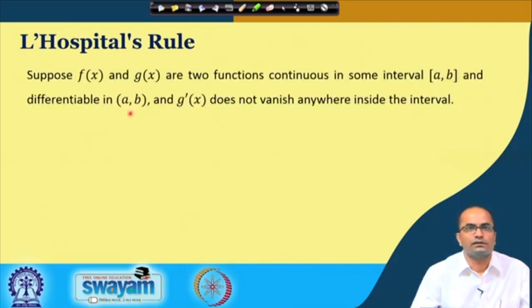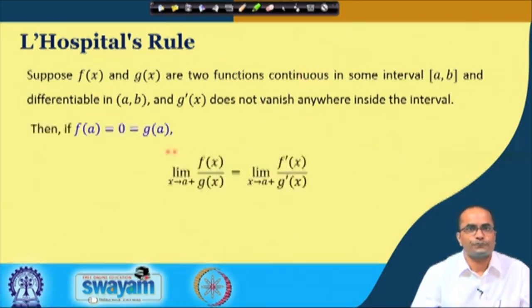So, what is this here? Suppose f x and g x are two functions, continuous in the closed interval a b and differentiable in the open interval a b, and g prime, the derivative of g, does not vanish anywhere inside the interval. All these conditions are the conditions of the Cauchy mean value theorem, or the generalized mean value theorem, we have just seen today.